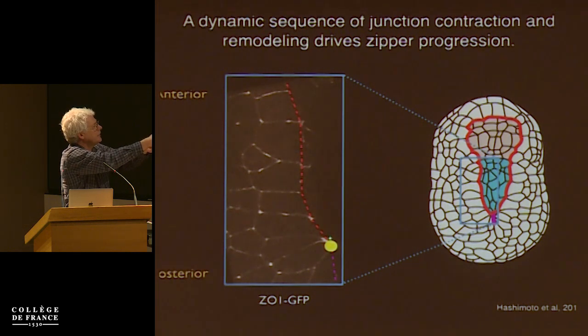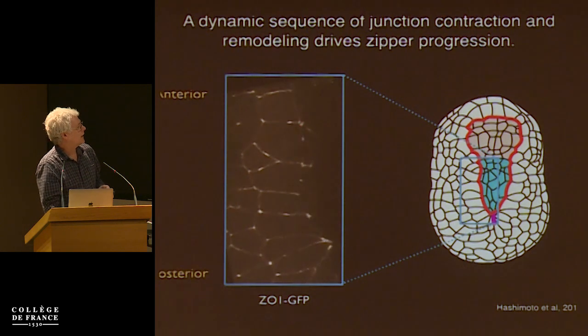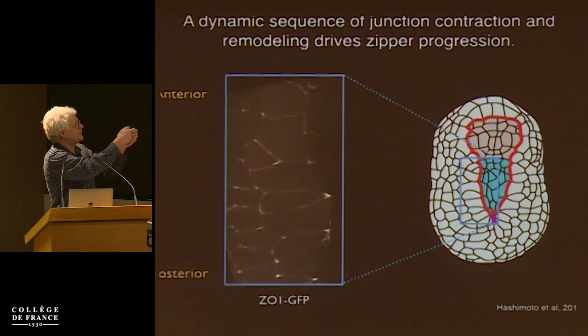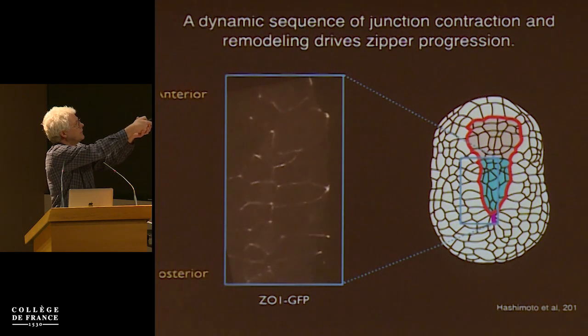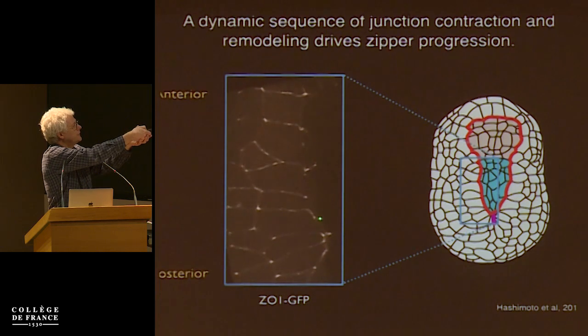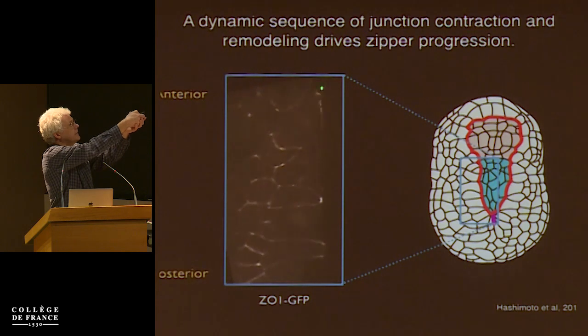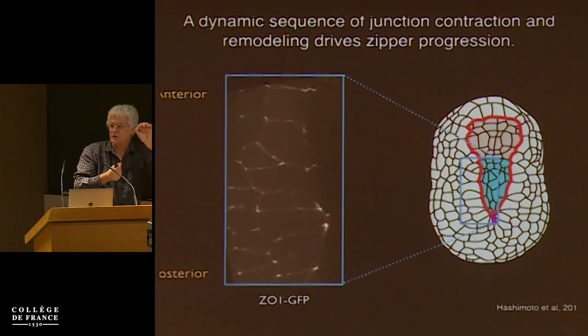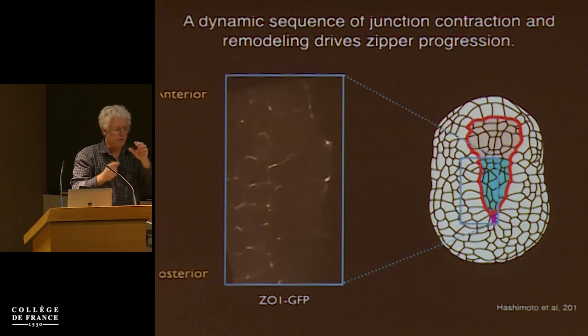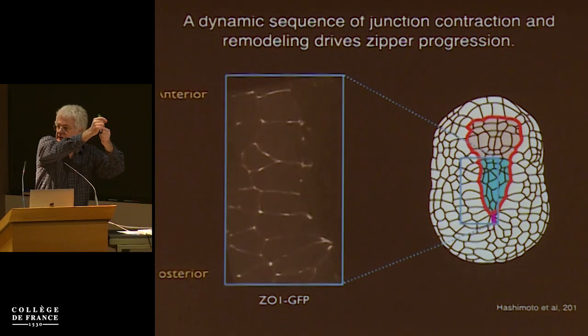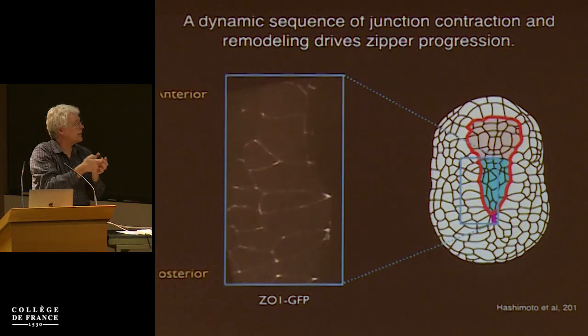Here is the zipper, here's the boundary between the epidermal cells and the neural cells. And when I start this movie, you'll see some clues about the dynamics of the zippering process. If you follow cells ahead of the zipper, you see that there's a sequence of contractions here, and then here, and then here. There's a wave of sequential contractions, each one of which drives a net translocation of the zipper forward by 1 unit.